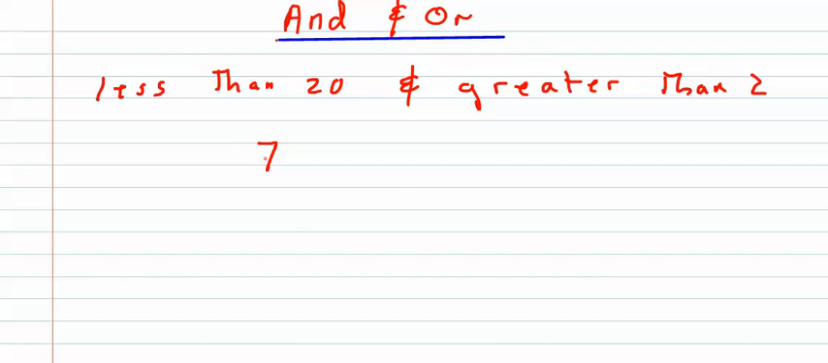Well, 7 is less than 20, and it's greater than 2. 15.27 is less than 20 and greater than 2. 2.00001, less than 20 definitely, and larger than 2. 0 is less than 20, but is it greater than 2? No. 30 is larger than 2, but it's not less than 20. When I say "and," both conditions must be met.